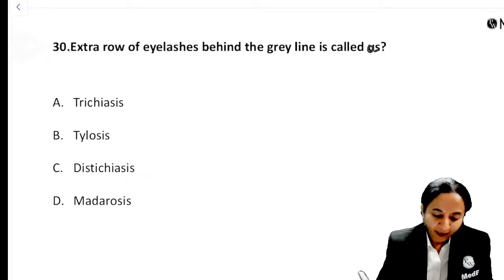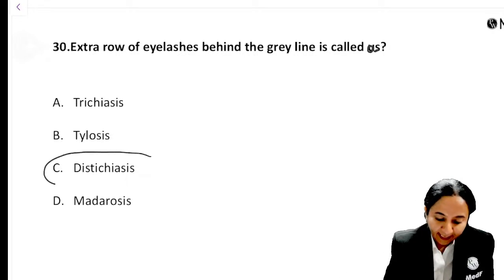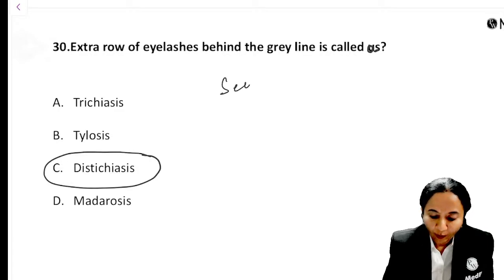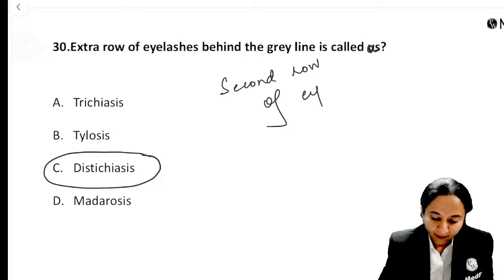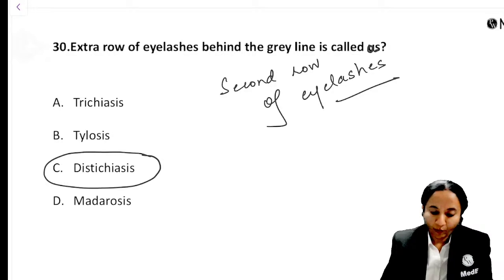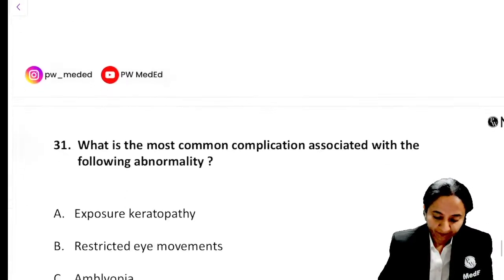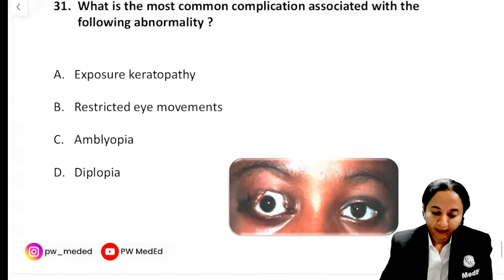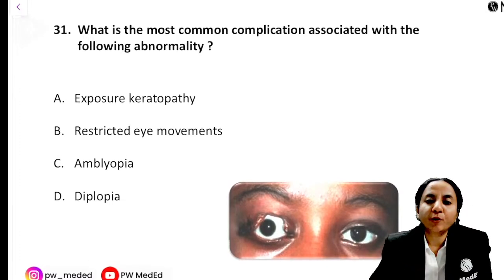Yes, this I think everybody knows. Yes, it is distichiasis. It means second row of eyelashes. Simple one-liner. Second row of eyelashes. What is the most common complication associated with this abnormality?